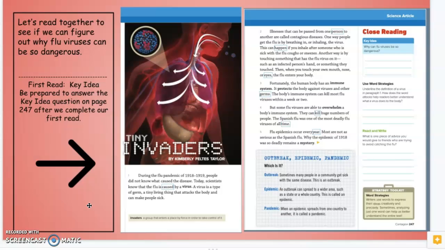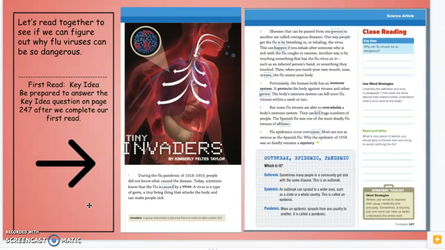During the flu pandemic of 1918 and 1919, people did not know what caused the disease. Today, scientists know that the flu is caused by a virus. A virus is a type of germ, a tiny living thing that attacks the body and can make people sick. Illnesses that can be passed on from one person to another are called contagious diseases.